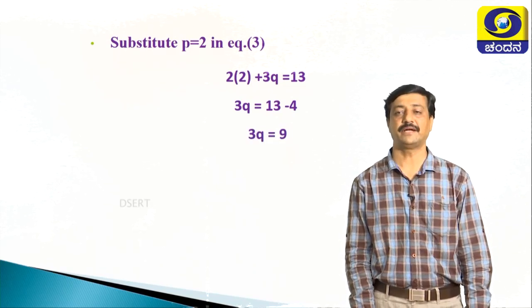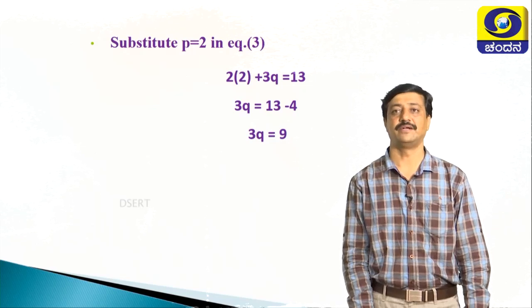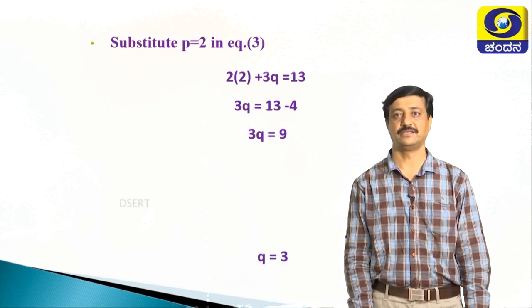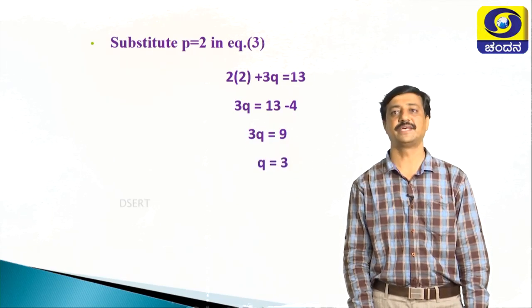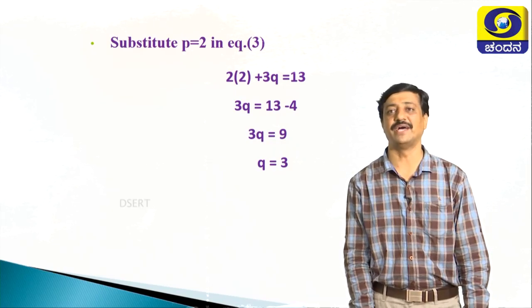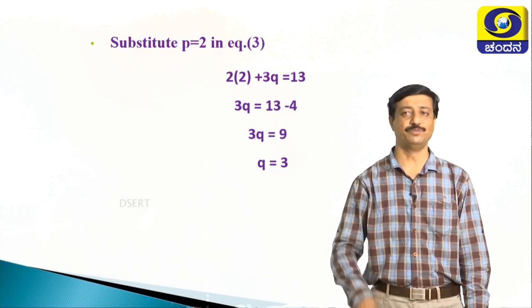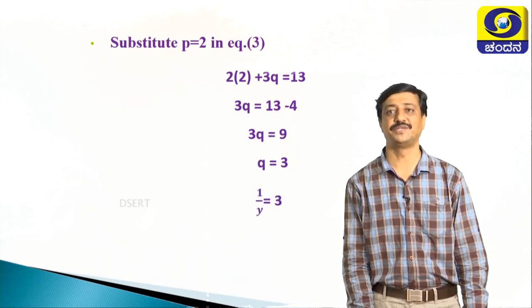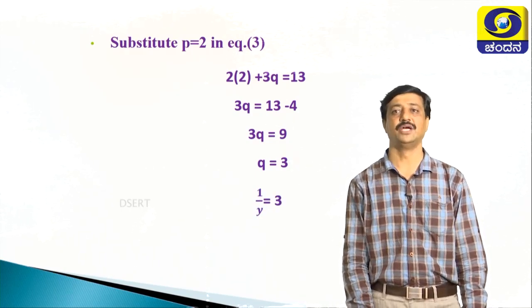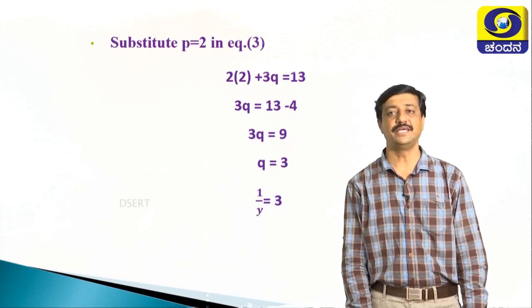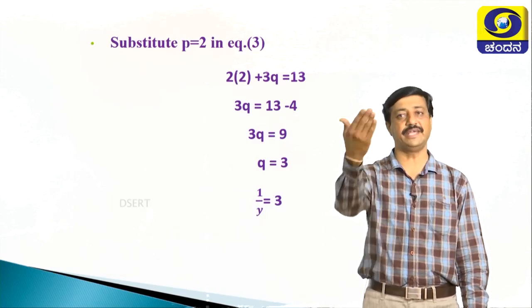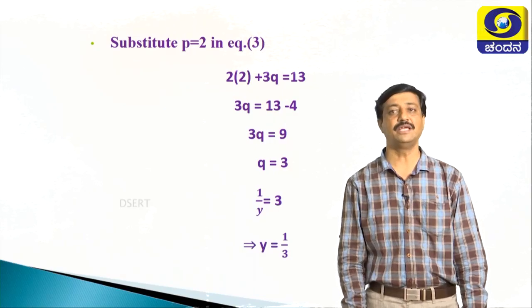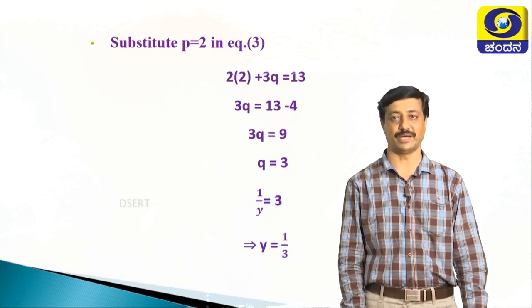Finally, if you subtract 4 from 13, you get 9. 3q is equal to 9. Transpose 3 to the right side, finally you will get q value as 3. We have assumed q as 1 by y. Substitute in place of q as 1 by y, you will get 1 by y is equal to 3. After taking reciprocal, finally you will get y is equal to 1 by 3.